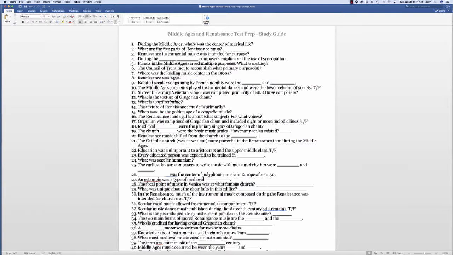I wanted to help you get prepared for our test coming up on Thursday for the Middle Ages and Renaissance. I'd like to go through the study guide with you since we have only had one class. So if you would follow through with me, I would like to help you make sure you have the right answers. Number one, during the Middle Ages, where was the center of musical life?